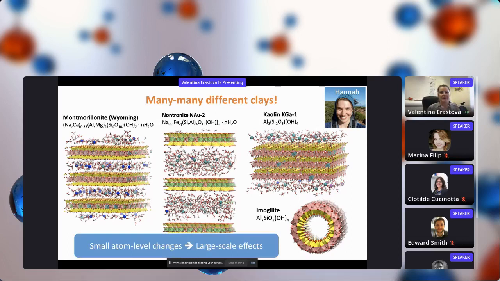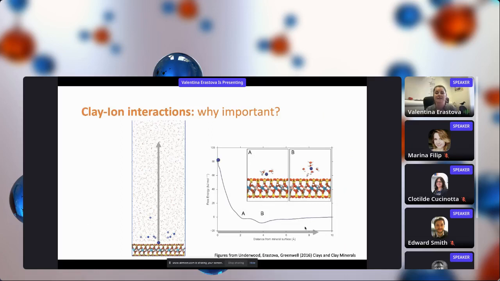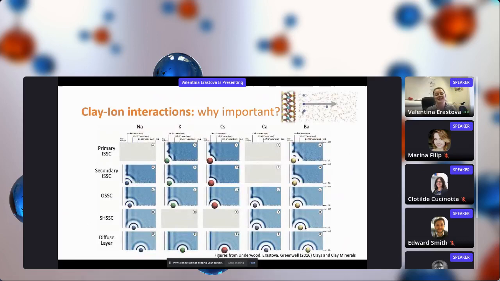So let me just show you very briefly an example where very small changes of ions could already get you to different phenomena. Here we're doing molecular metadynamics, pulling ions off the surface. I'm sure people in the audience know this method, where we're testing different ions. And for each ion on the montmorillonite, we'll find the energy minima, and we can see how it's sitting on the surface.